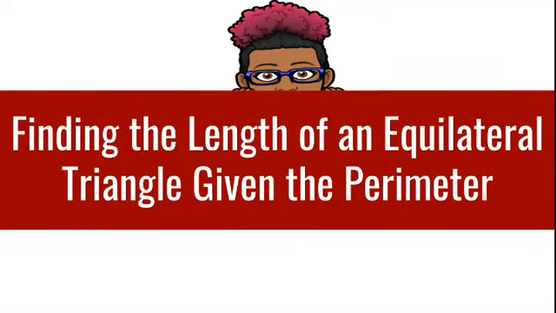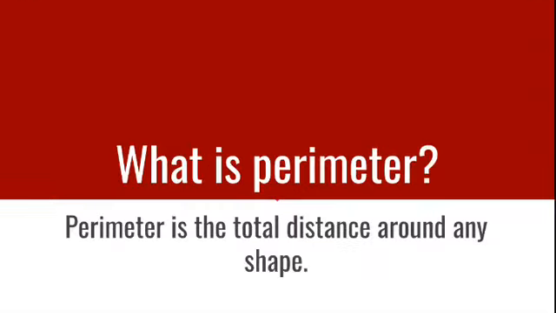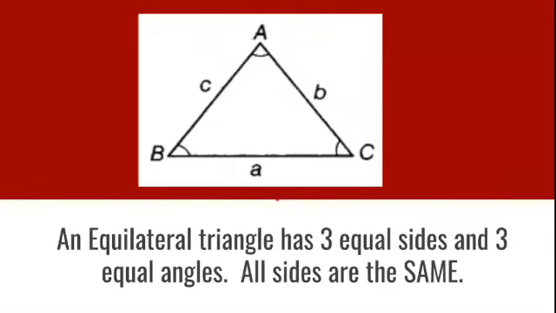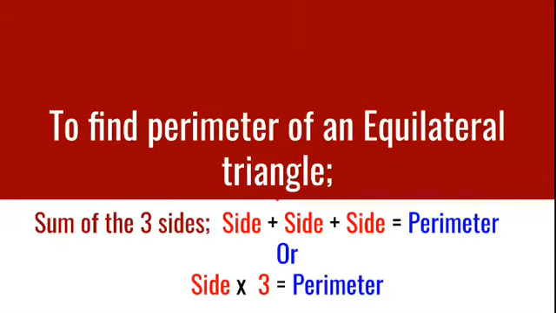In this lesson, we are going to be finding the length of an equilateral triangle given the perimeter. What is perimeter? Perimeter is the total distance around any shape. An equilateral triangle has 3 equal sides and 3 equal angles, and all sides are the same. To find the perimeter of an equilateral triangle, we have to find the sum of the 3 sides, or we have side multiplied by 3.